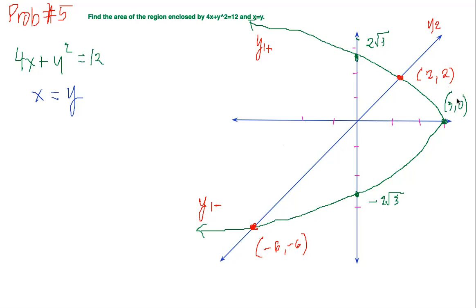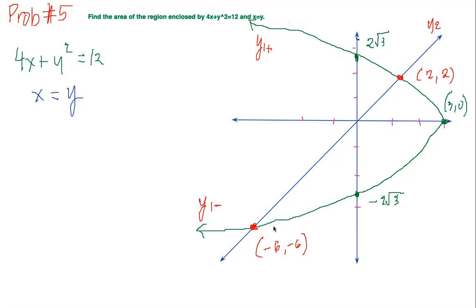Also, the parabola can be divided into two parts. The one that is above the x-axis, let's name it y sub 1 plus, because we are talking about the function values being positive, and the graph that is below the x-axis, let's call it y sub 1 minus, since all the function values are negative.